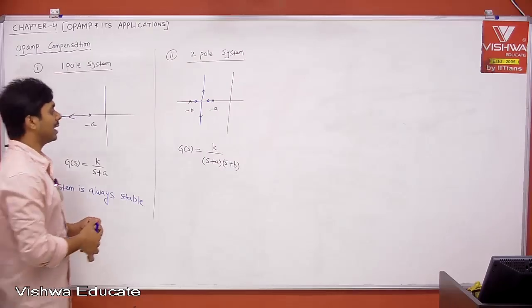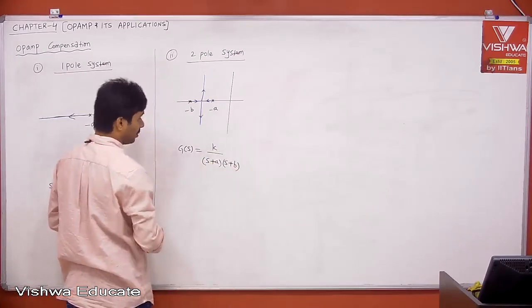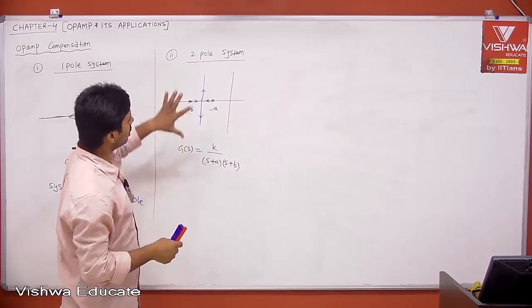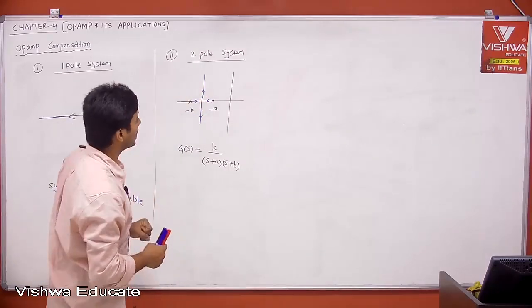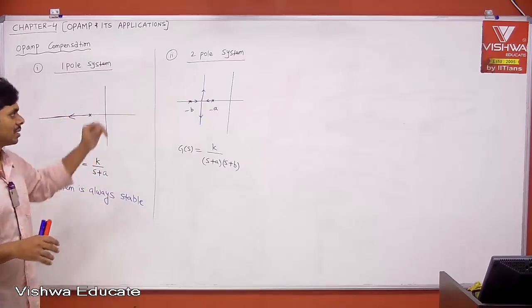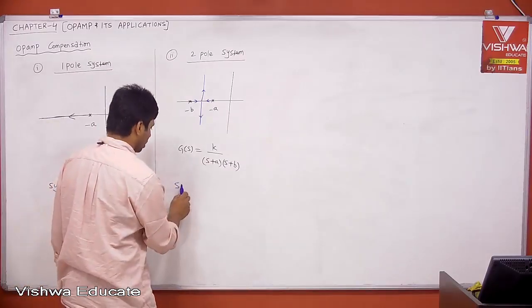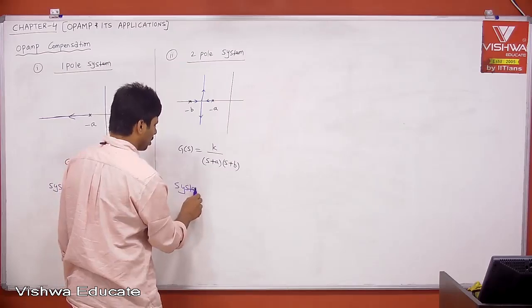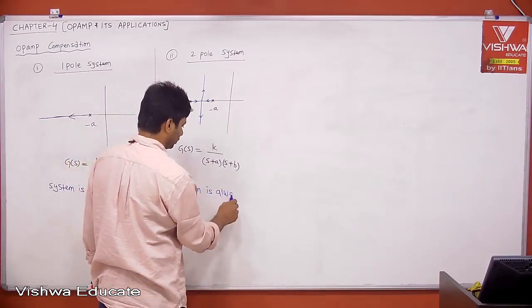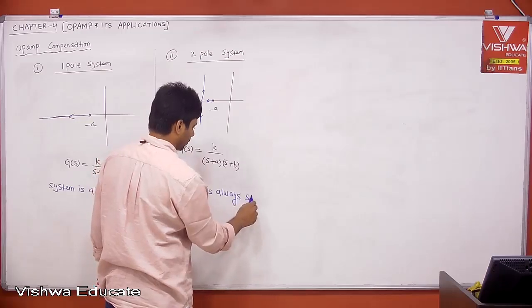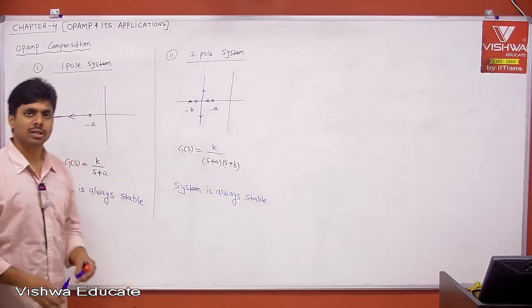Whatever it may be, for any value of K from 0 to infinity, or minimum to maximum, remember all the poles of the closed loop system are located in the left half of the S plane. Therefore I can say the system is always stable. Therefore the two pole system is always stable.